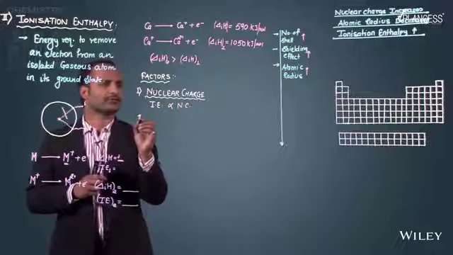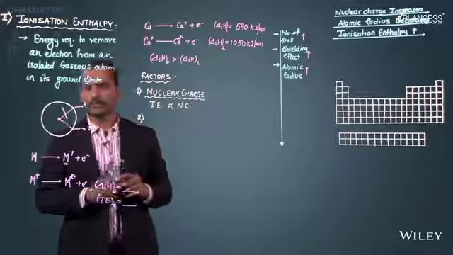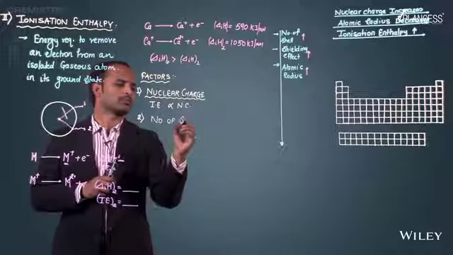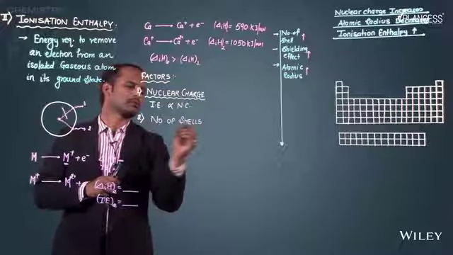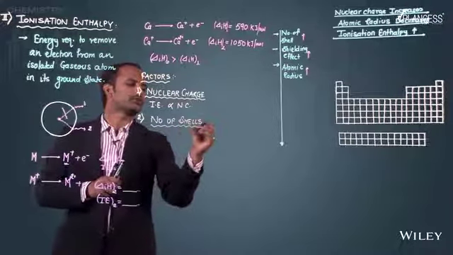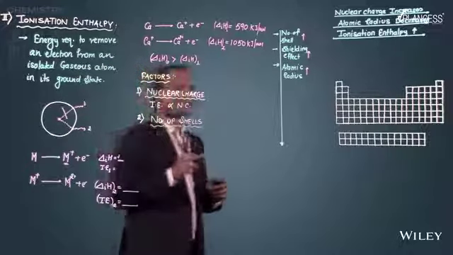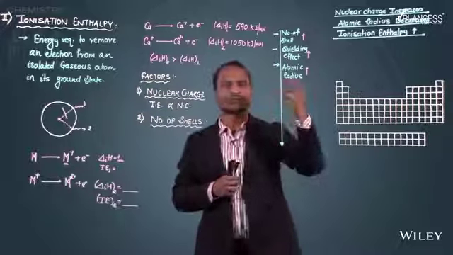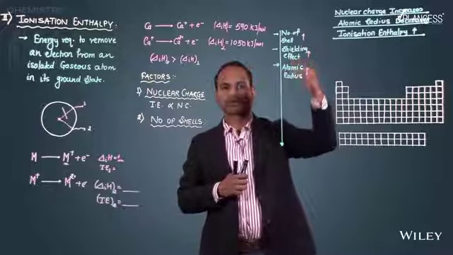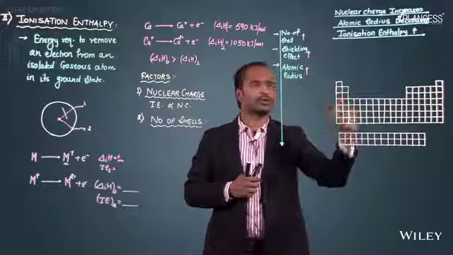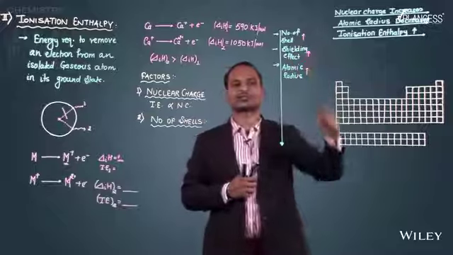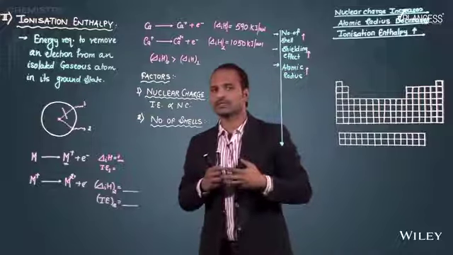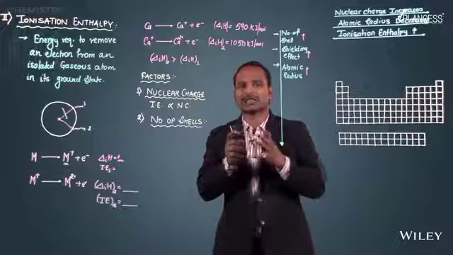The second factor which affects the ionization enthalpy is the number of shells. And whenever we use the words number of shells, we have to move from top to bottom, because the number of shells changes only when we move from top to bottom. So when we move from top to bottom, the number of shells continuously goes on increasing. As it is written, the number of shells increases from top to bottom, it increases 1 shell, 2 shells, 3 shells, like that. And if the number of shells is increasing, it means the atomic radius increases. Atomic radius means the size of the atom increases.